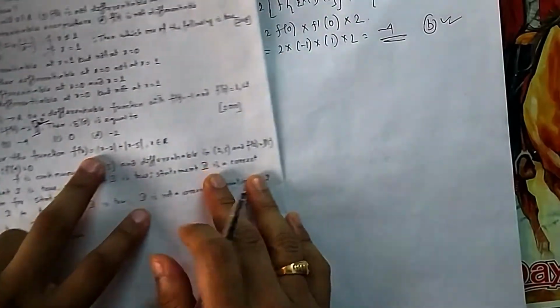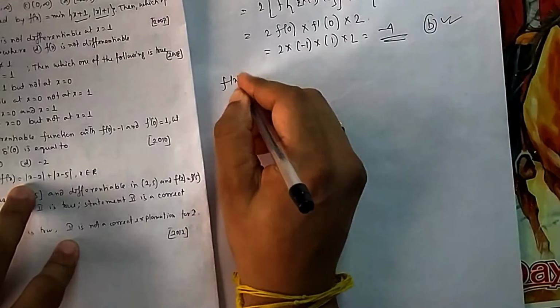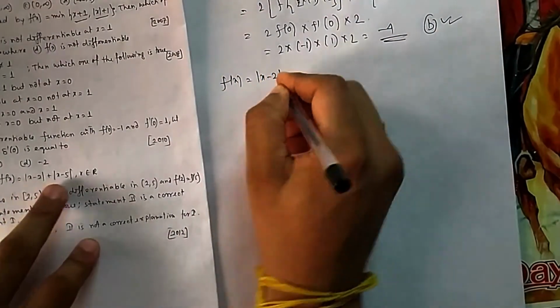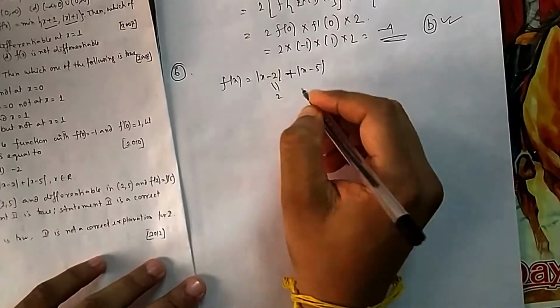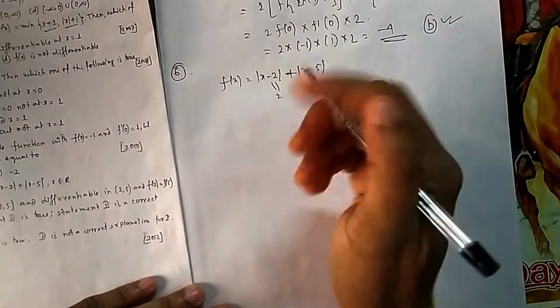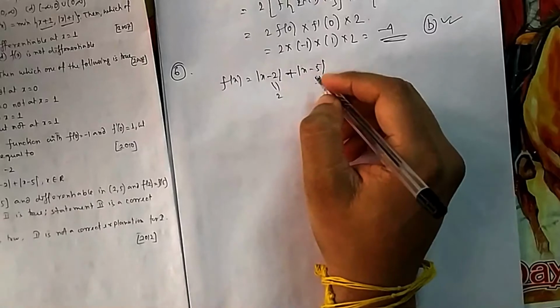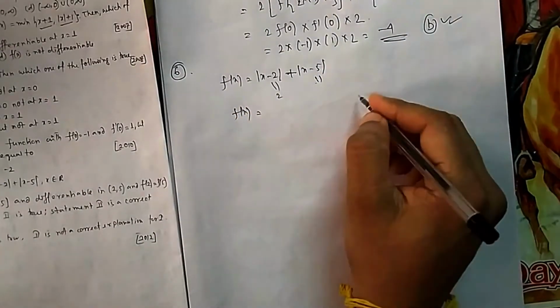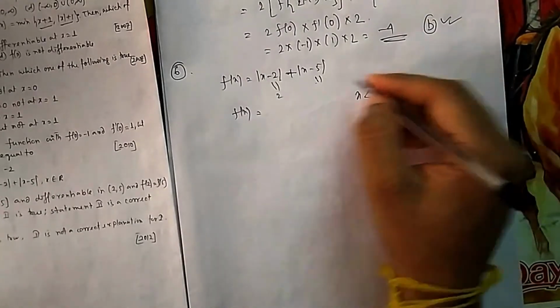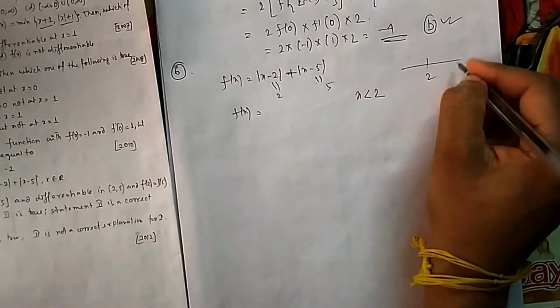So let us write this function by opening these mod functions. Here you can say this function has a break at 2, because for greater than 2 and less than 2, it will be a different function. Here also there is a break at 5. So you have to do it step by step. If I break the function on the number line, one break is at 2, and one break is at 5.